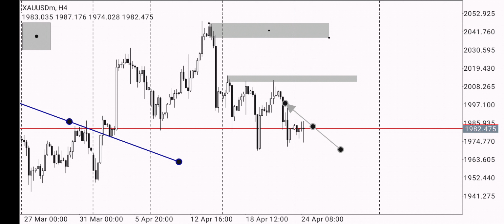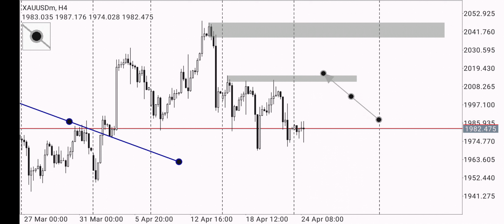So if you want to follow up with me, these are my two zones for the week, this and this. If the market reaches here, I'm not selling immediately. I need sellers present.